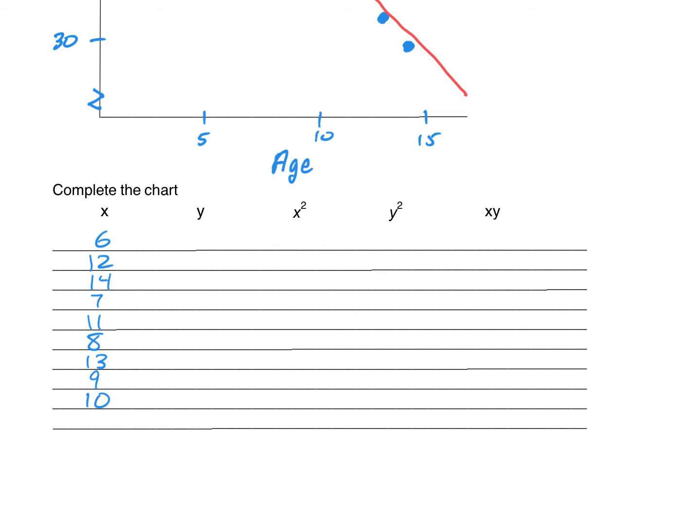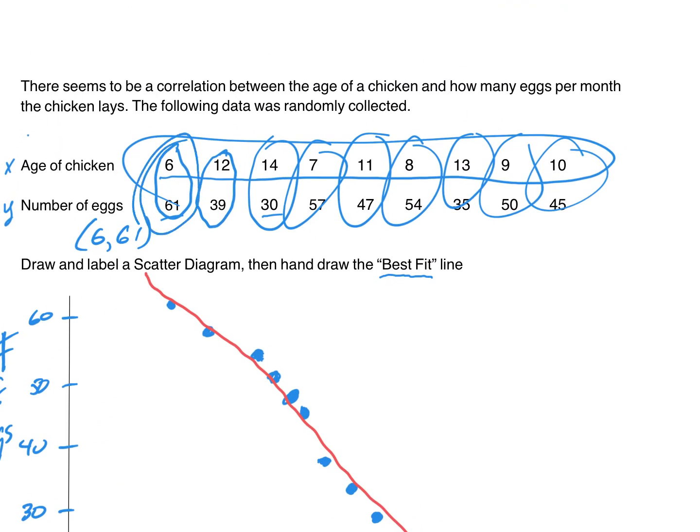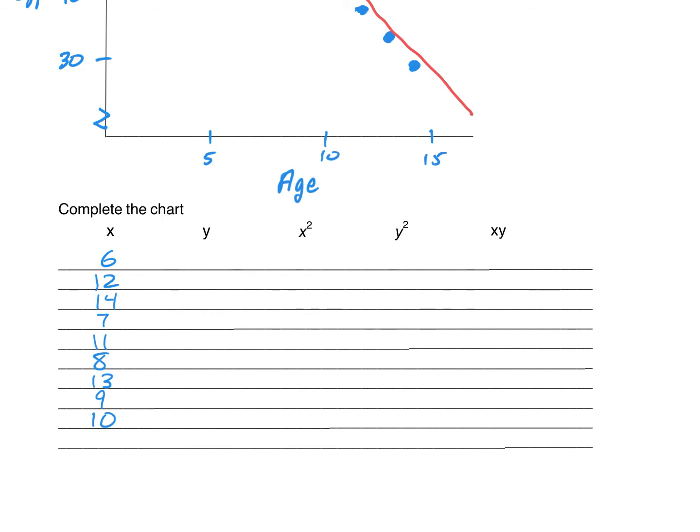We're going to do the same thing with the Y's, but you have to remember, you can't do them in any order. 6 and 61 are partners. 12 and 39 are partners. So the 61 has to go here. 39 has to go for the Y. The 14 with the 30.